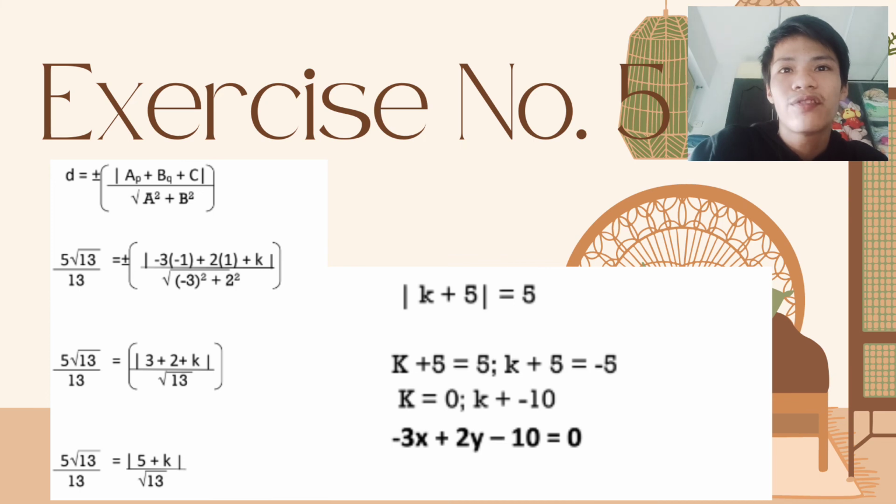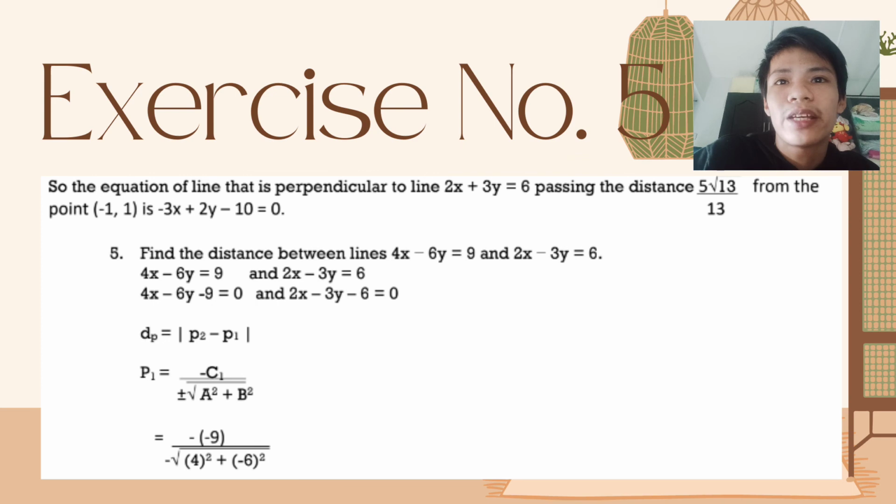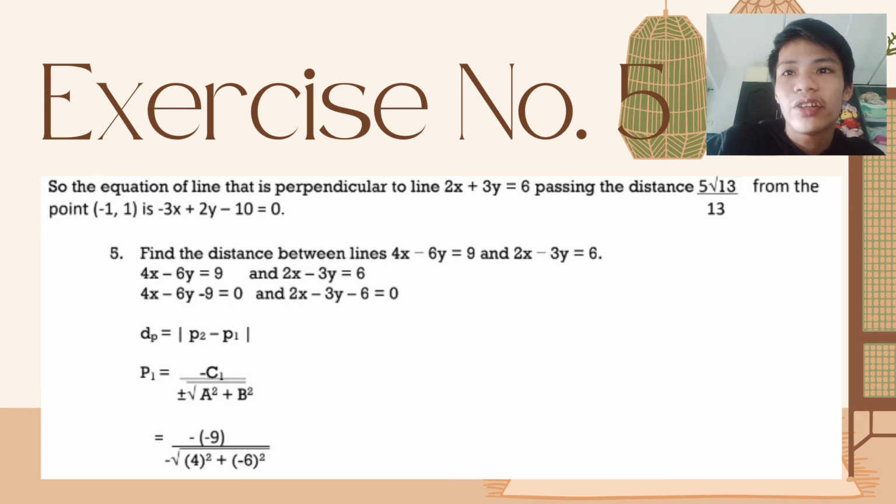So 5 plus k is equal to 5. And k plus 5 is equal to negative 5. So k is equal to 0 and k is equal to negative 10. So negative 3x plus 2y minus 10 is equal to 0. So the equation of the line that is perpendicular to line 2x plus 3y is equal to 6 passing the distance 5 square root of 13 over 13 from the point negative 1 and 1 is negative 3x plus 2y minus 10 is equal to 0.